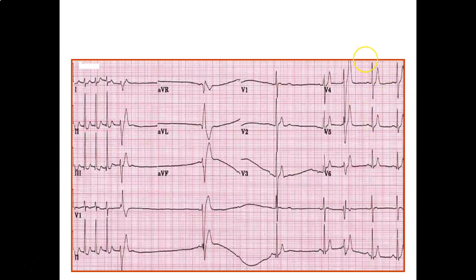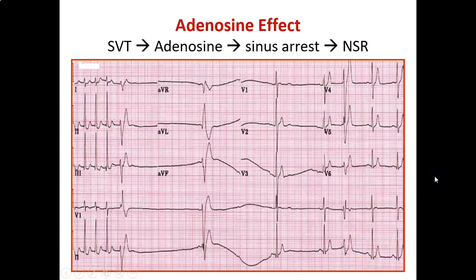There are some medicines which can also block this conduction through the AV node, like adenosine. So here, if you see, this first part is SVT, very fast narrow complex tachycardia without P wave. Then this is followed by the sinus arrest, and then the normal sinus rhythm restores. So for SVT, there is intervention here. Adenosine is given, which causes the sinus arrest, and then the SA node takes over and produces its normal complexes.